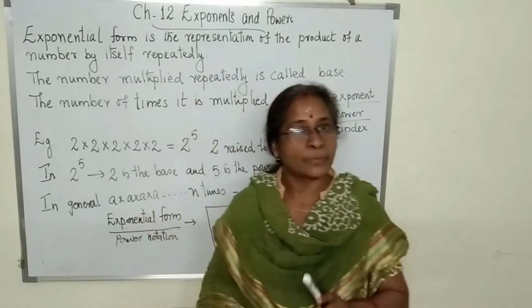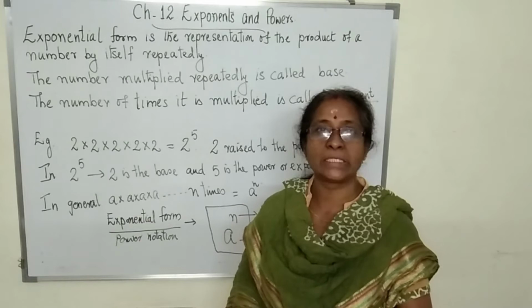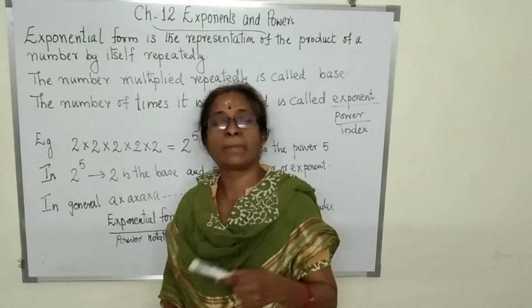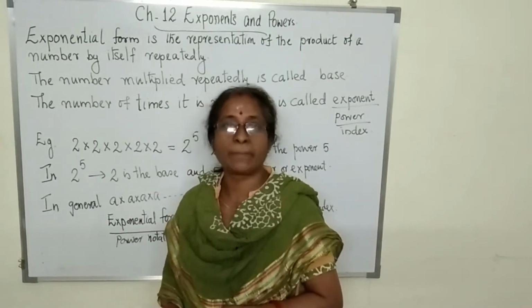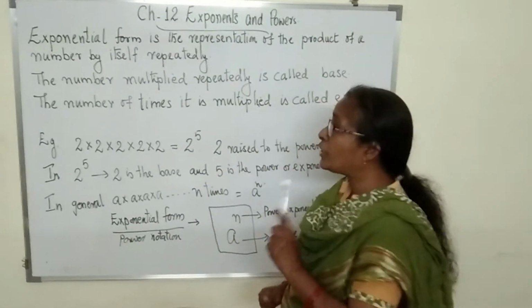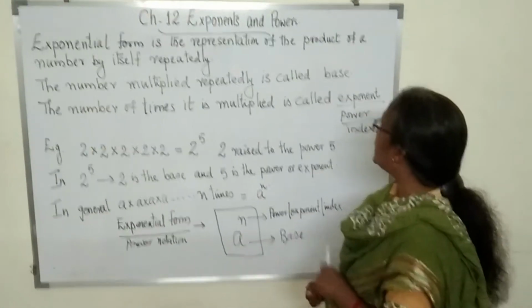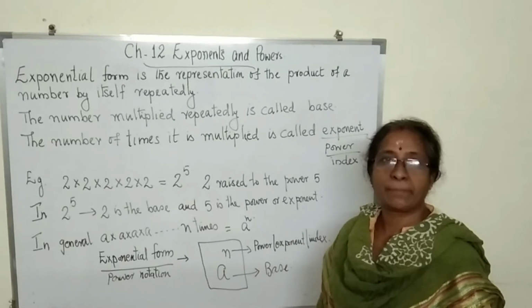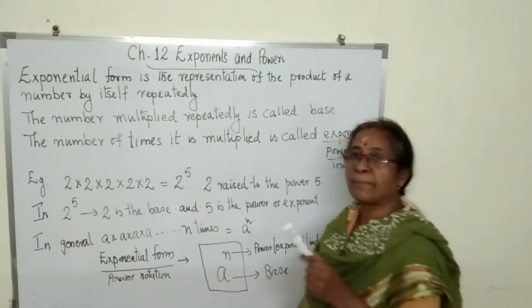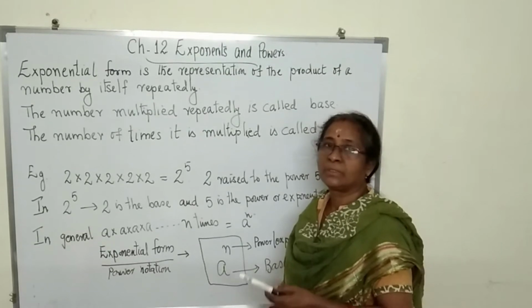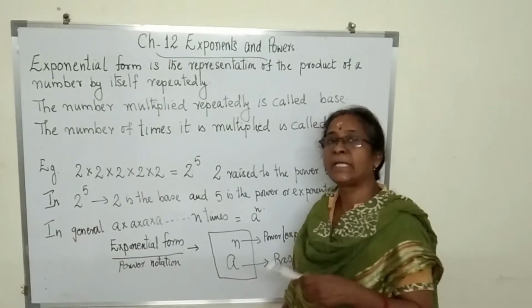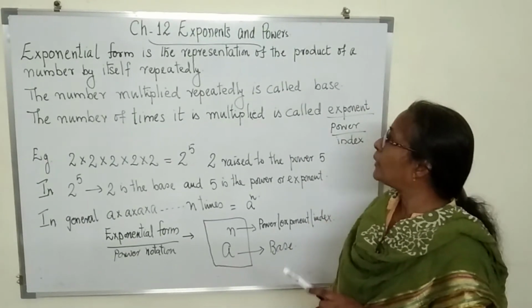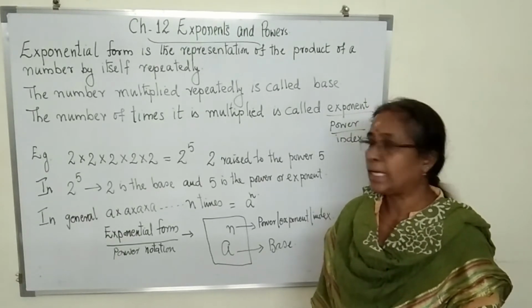So, what is exponential form? Exponential form is the short way, or a method, of writing the product of a number by itself when multiplied repeatedly. The number which is multiplied by itself is called the base, and the number of times it is repeatedly multiplied is called its exponent. Exponents are also called power or index.